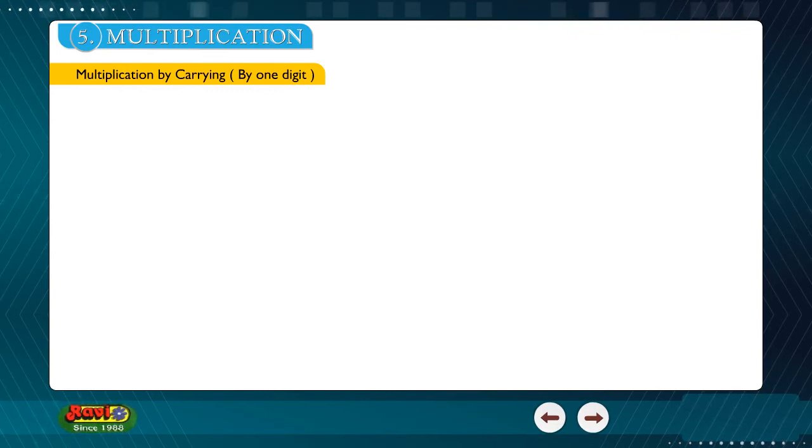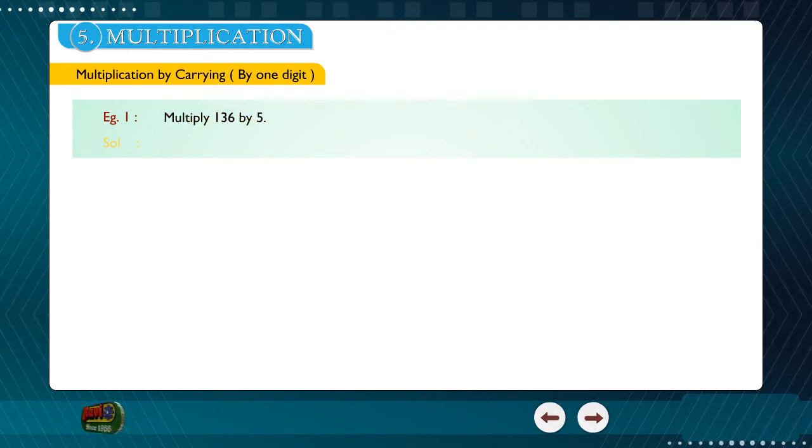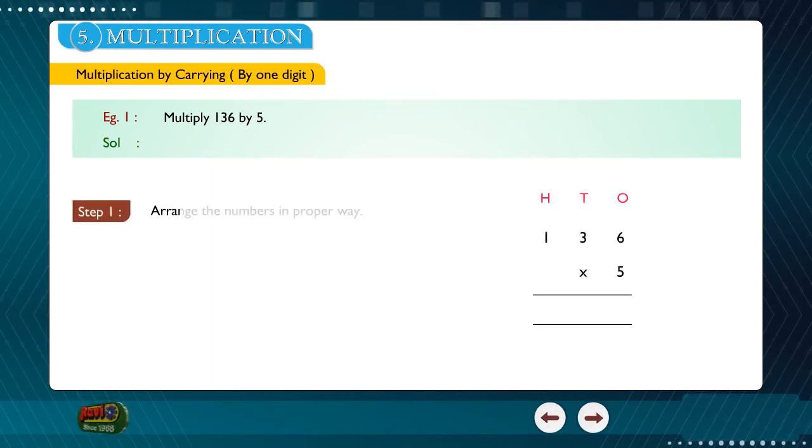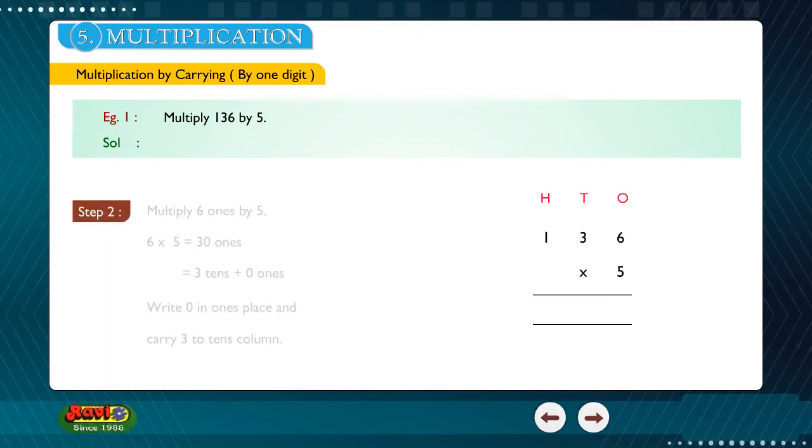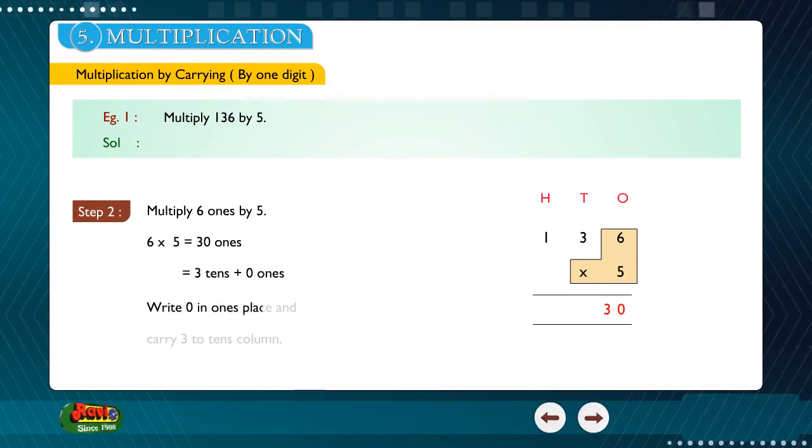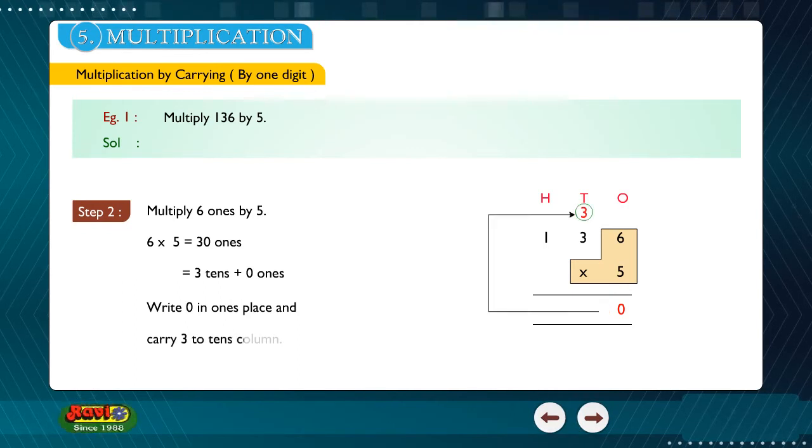Multiplication by carrying by one digit. Example 1. Multiply 136 by 5. Solution. Step 1. Arrange the numbers in proper way. Step 2. Multiply 6 ones by 5. 6 into 5 is equal to 30 ones is equal to 3 tens plus 0 ones. Write 0 in ones place and carry 3 to tens column.